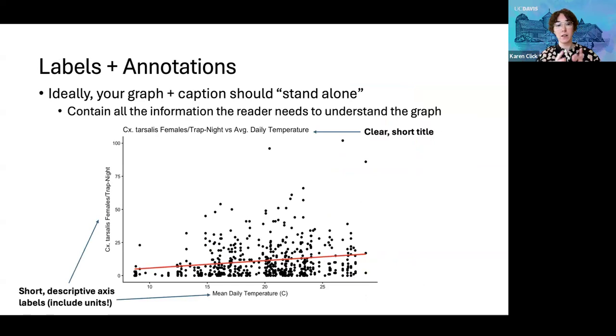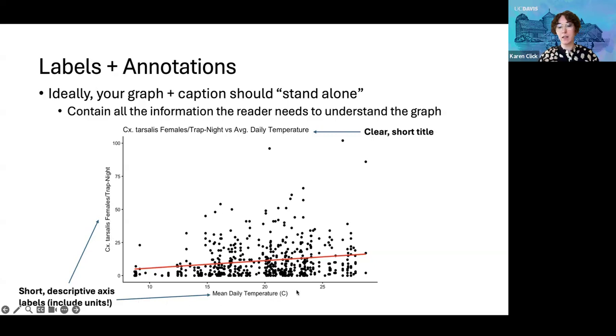And then lastly, we'll talk a little about labels and annotations. Ideally, your graph plus its caption should stand alone, by which I mean it should contain everything your reader needs to know to understand the graph. And I've highlighted in this graph a clear short title that tells the reader what the graph is about. And each axis has its own label. So our x-axis is mean daily temperature, and our y-axis is the Culex tarsalis females caught per trap night.